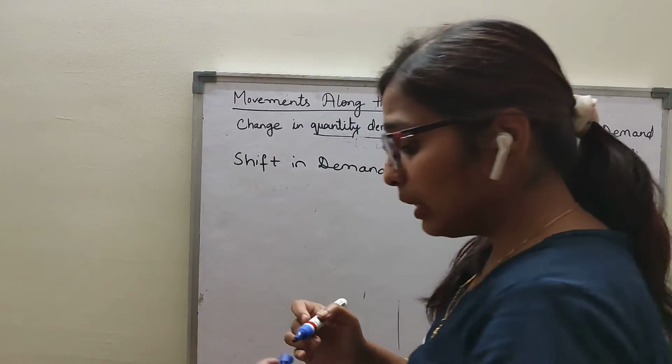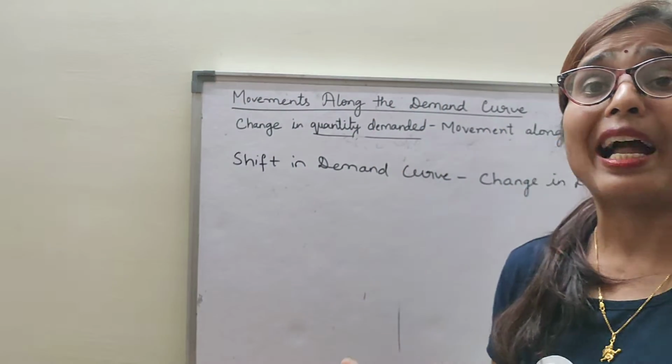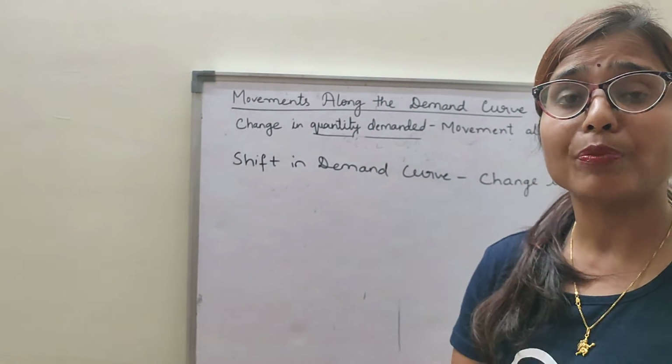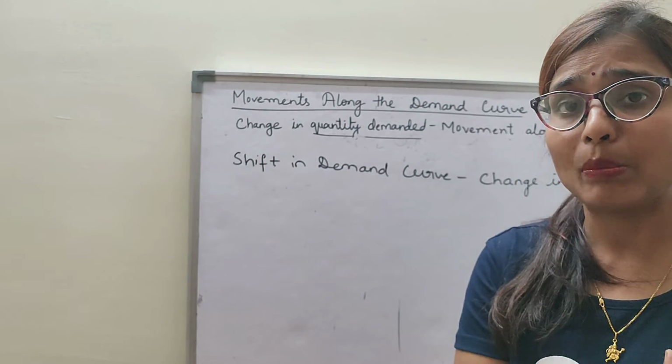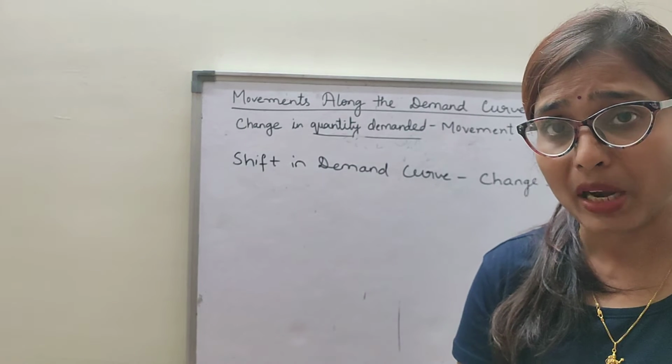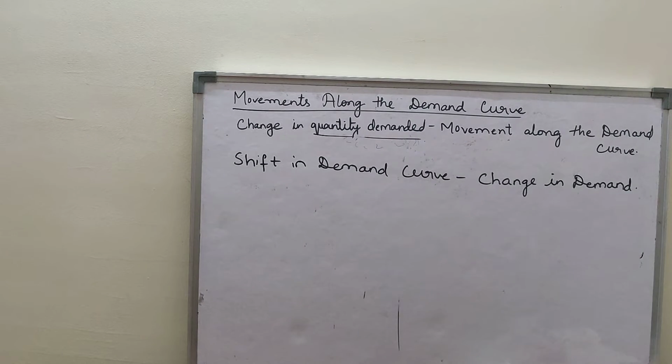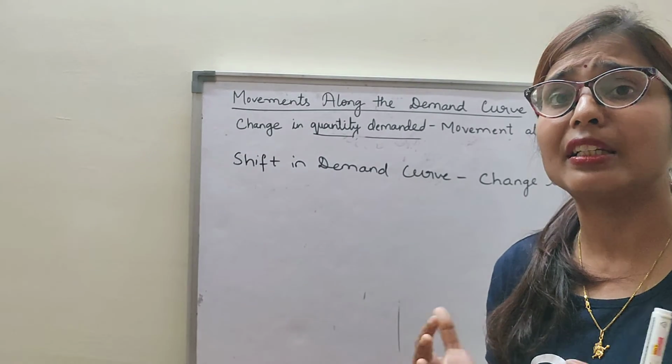Now, shift in demand curve means forward shift and backward shift. Forward shift in demand curve means increase in demand, and backward shift in demand curve means decrease in demand. Now, there is a change in demand. So, change in demand means increases or decreases the demand.